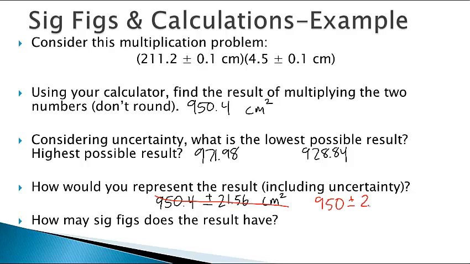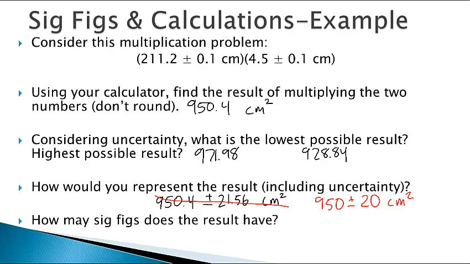Plus or minus 20 centimeters squared. Because if we don't know the ones place or the tens place at all, there's no real point in having uncertainty in the ones, saying the uncertainty is 21.56. We don't know those places out there. So we know this is somewhere between 930 and 970.